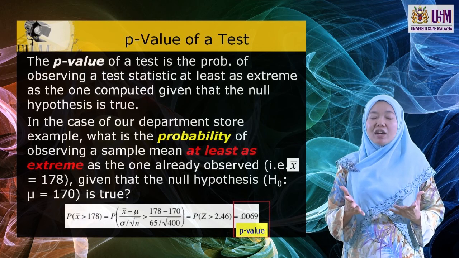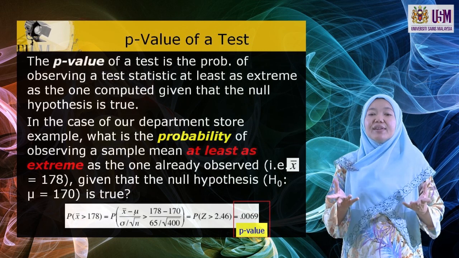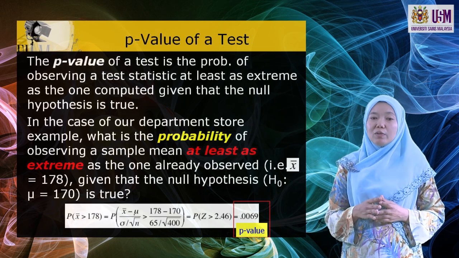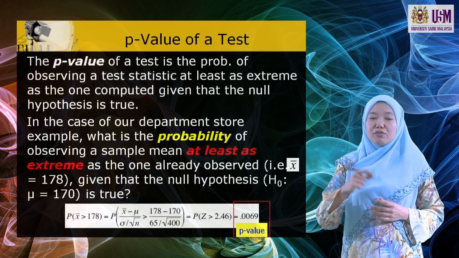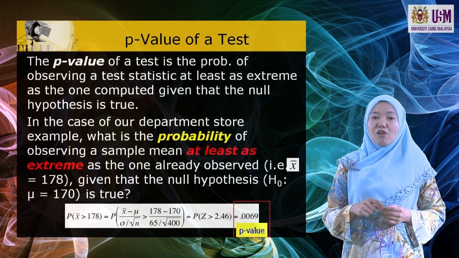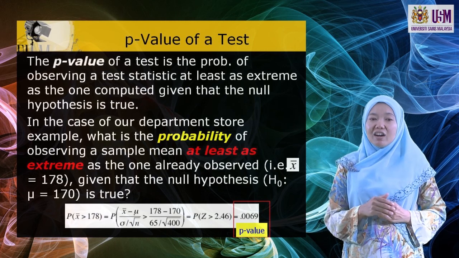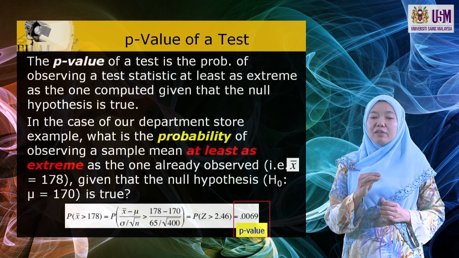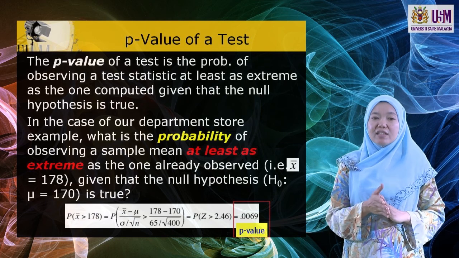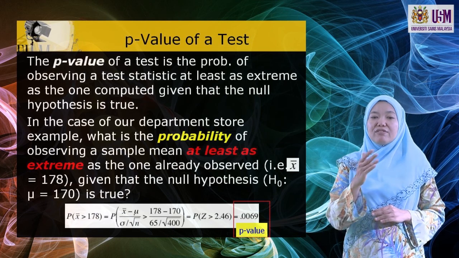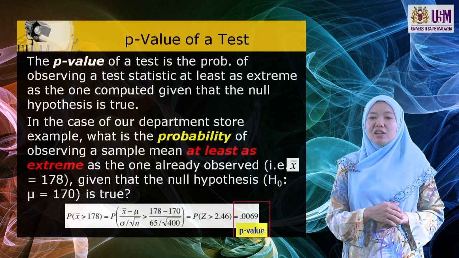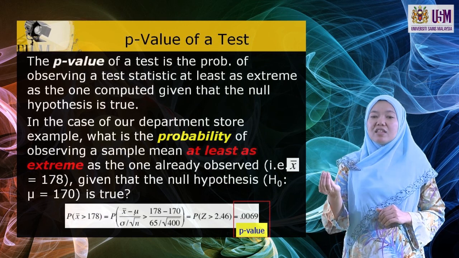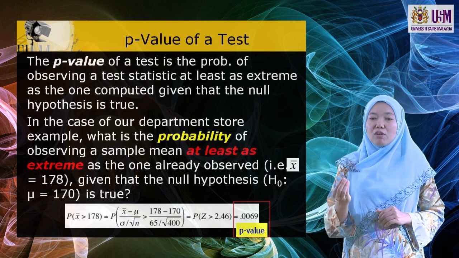In other words, x bar equals 278, given that the null hypothesis, H0: mu equals 270, is true. So in this case, you need to put all the information into the formula. The probability of x bar greater than 178 is equal to the probability of the Z-score formula, x bar minus mu divided by sigma divided by square root of n, which is 178 minus mu 170 divided by 75 divided by square root of 400.